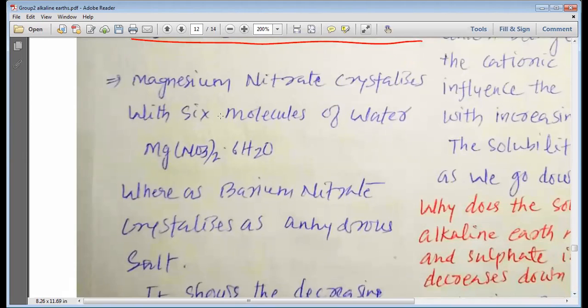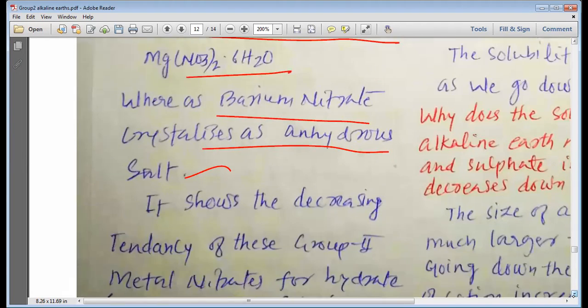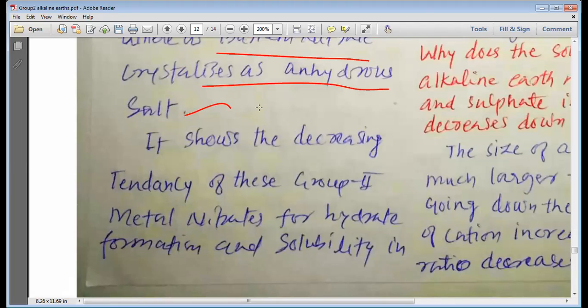Magnesium nitrate crystallizes with 6 molecules of water, Mg(NO3)2·6H2O, whereas barium nitrate crystallizes as an anhydrous salt. So Ba(NO3)2 is anhydrous. It does not have any water of crystallization.